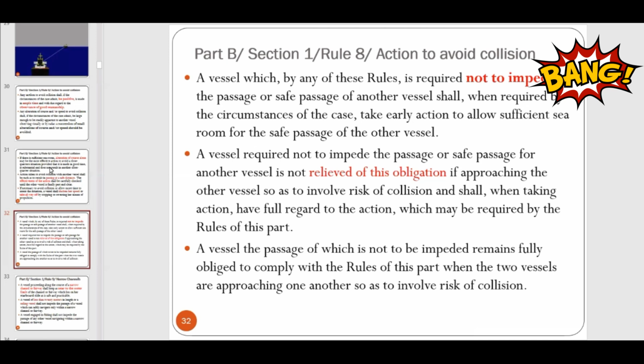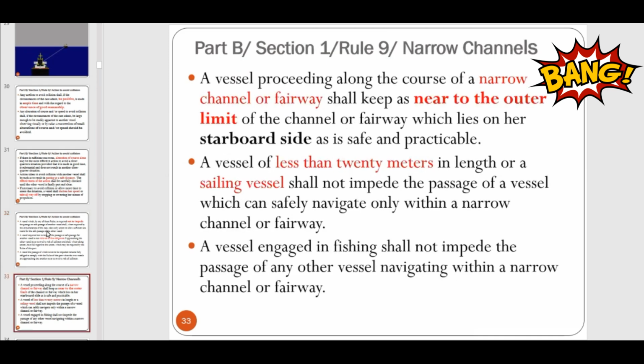Okay. So this paragraph all ended with rule number 8.